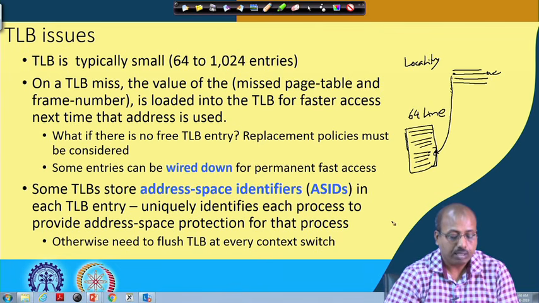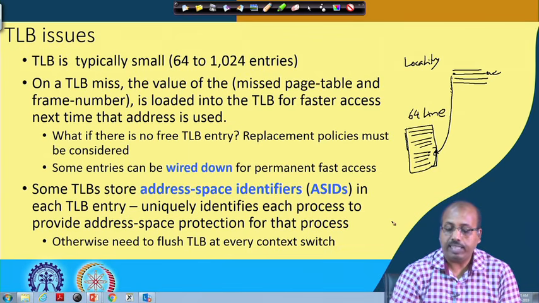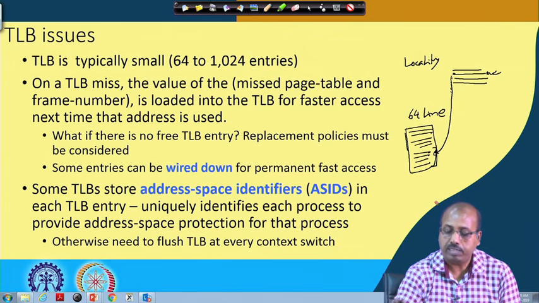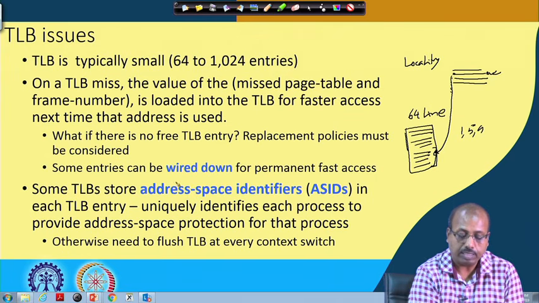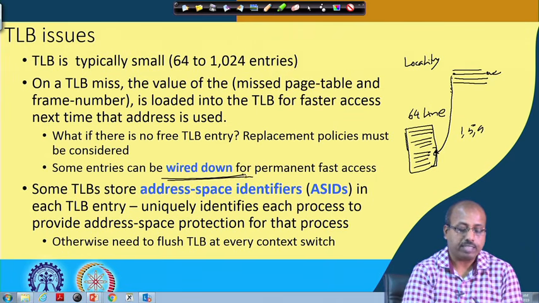Some entries can be wired down for permanent fast access. Maybe there are some routines which are very frequently required by the process. So, we can say that the entries for page numbers, say, 1, 5 and 9 are very important, so they should never be replaced. That is called wired down.